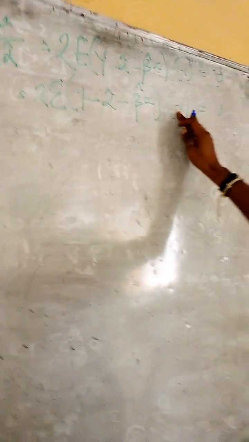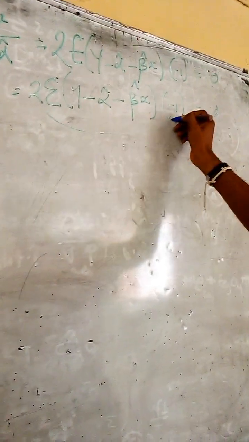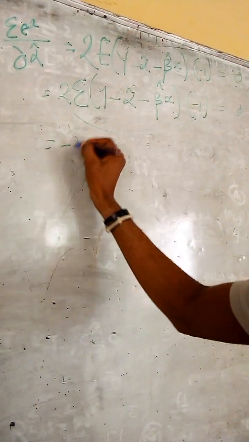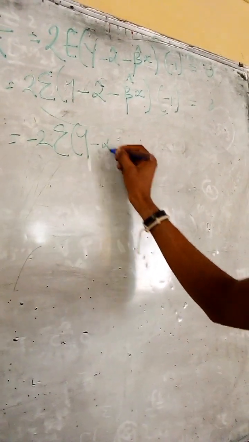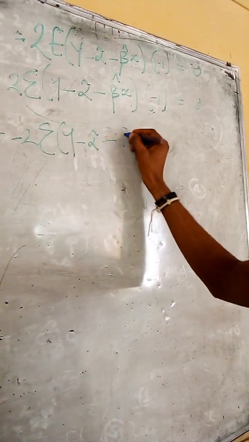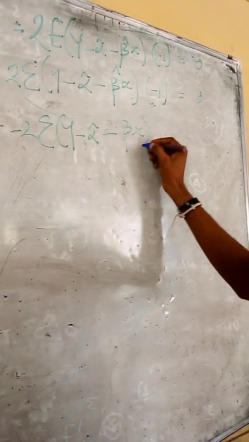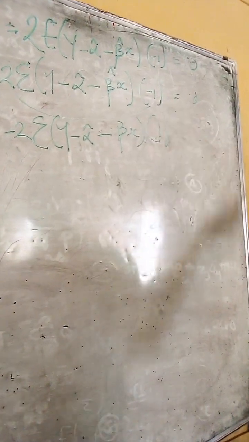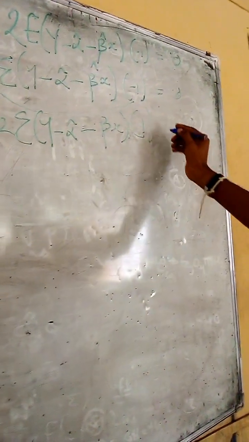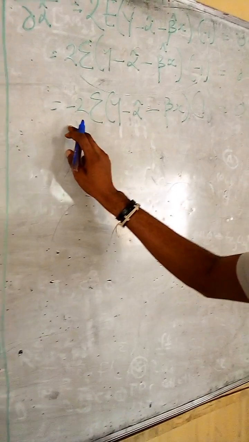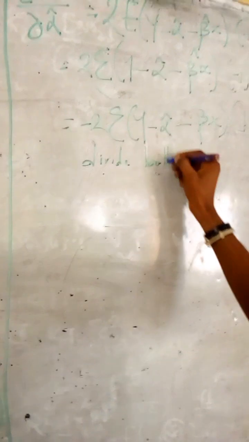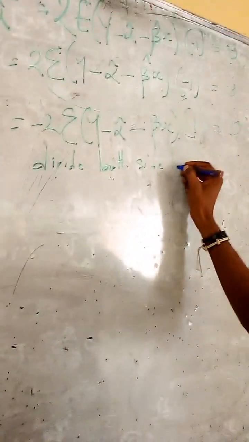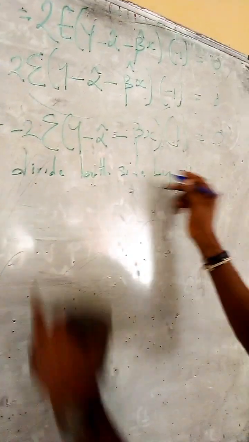Now, then we are going to use this minus 1 to times this external figure. So we should now give us this as minus 2 summation of bracket y minus alpha cap minus beta cap x, bracket close, into 1. So the moment you add this, equals 0. The next thing you do is to divide both sides by minus 2. So let me write out the equation for you again.